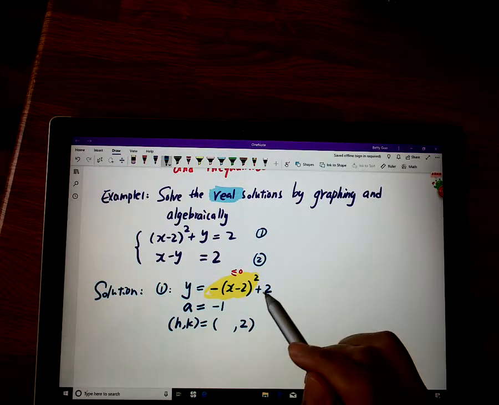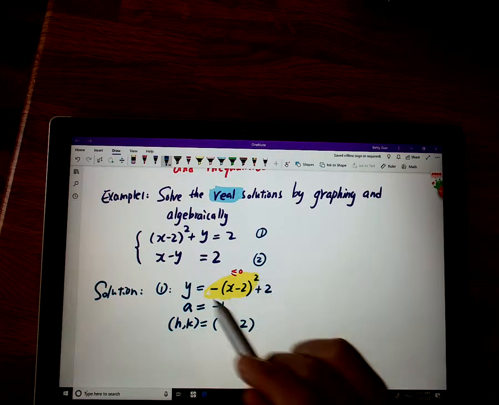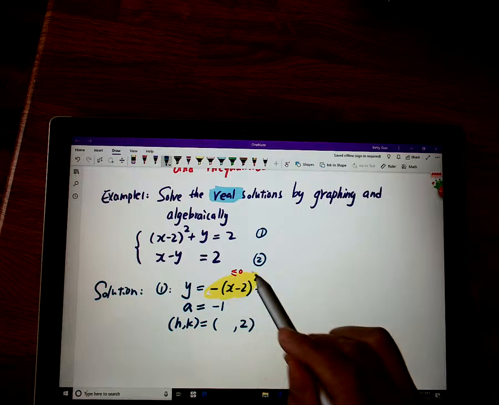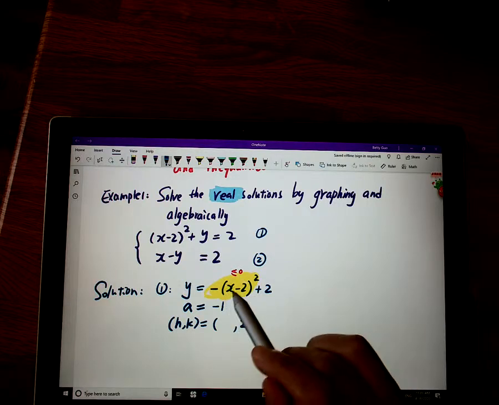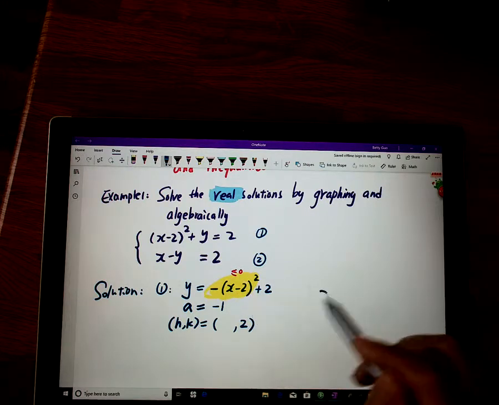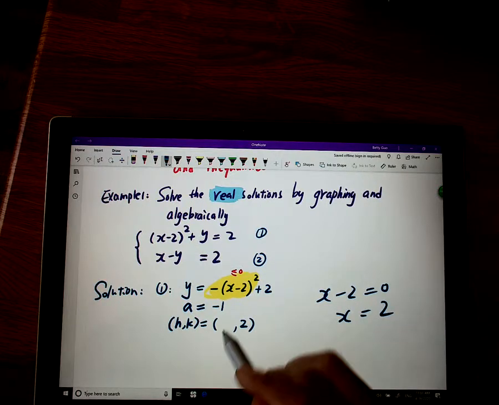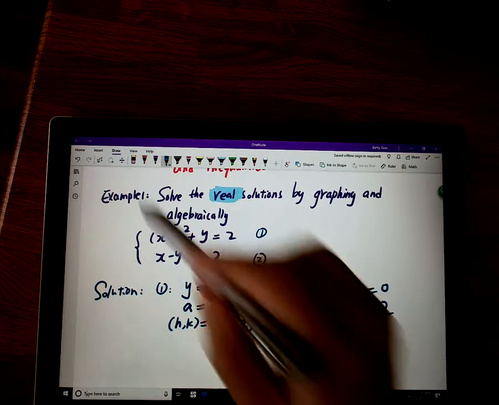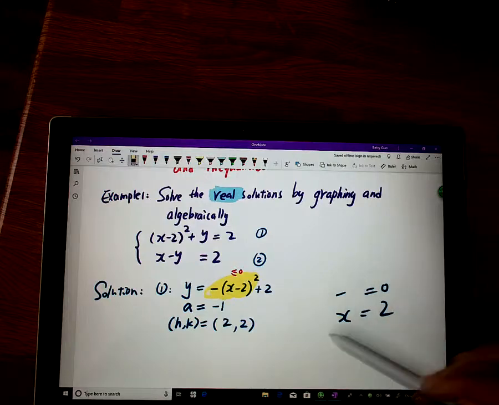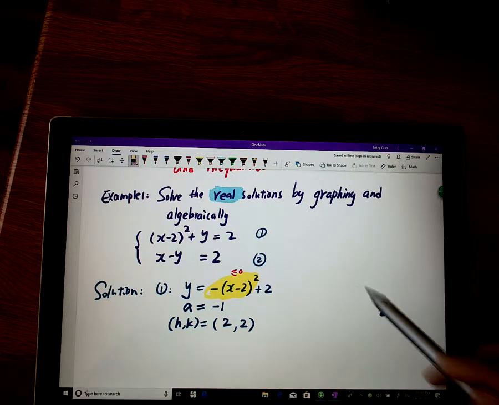If you want y to be 2, then this yellow part has to be 0. In order for the yellow part to be 0, the base x minus 2 has to be 0. You want the base x minus 2 to be 0, so you have x equals 2. So that's how we find h. That's the vertex. Let's graph it.